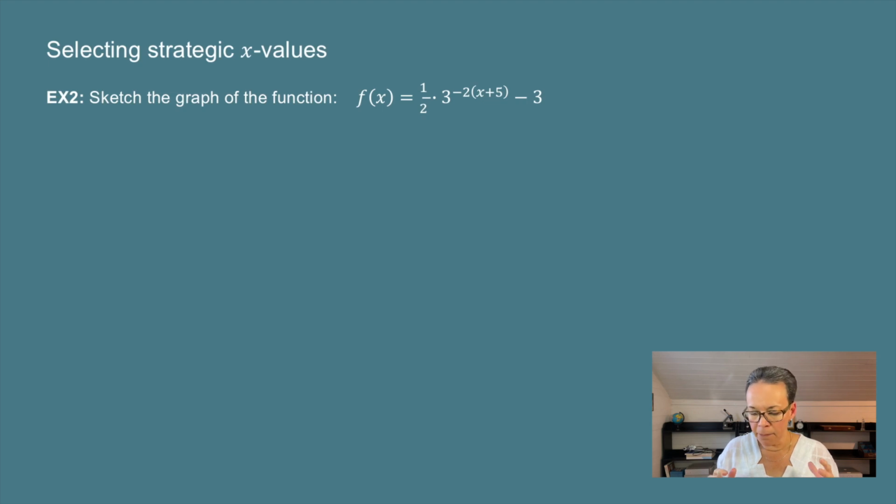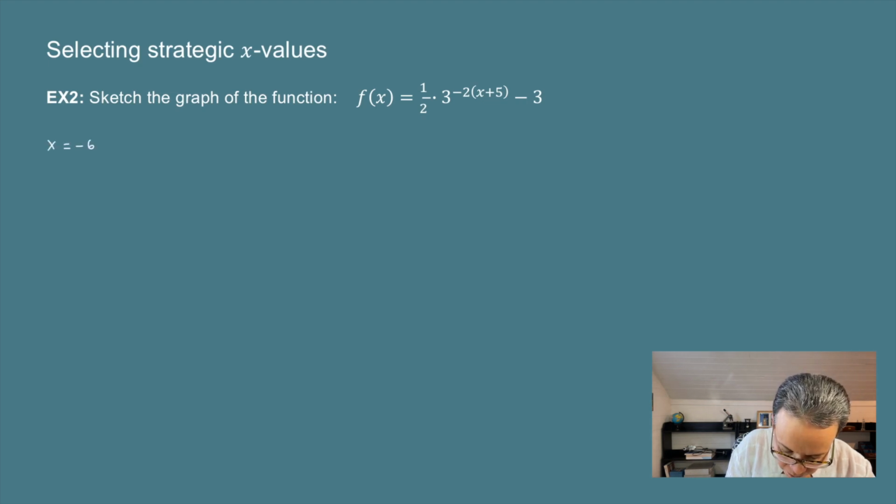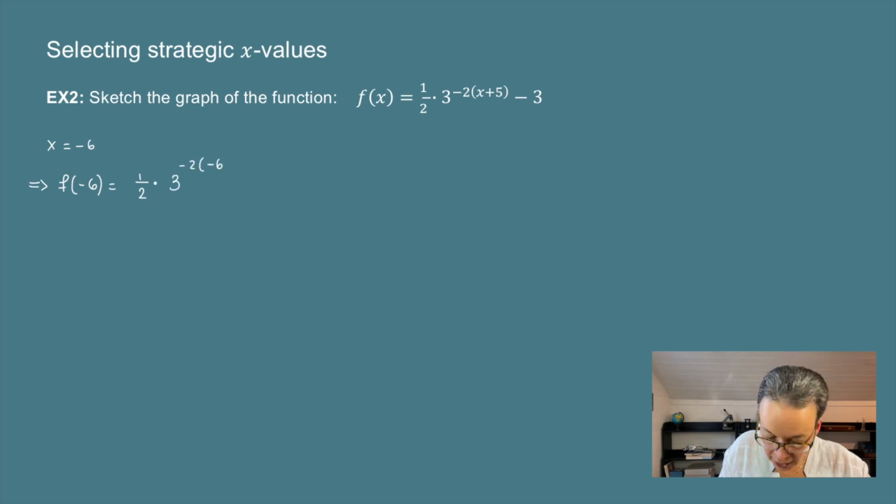So -6, in my opinion, becomes a strategic x value that we should definitely work with if we want to sketch super quickly. So then we're going to have x = -6. That means that f(-6) will be equal to 1/2 times 3 to the -2, and then substituting -6 in place of x will give us this, and then -3.